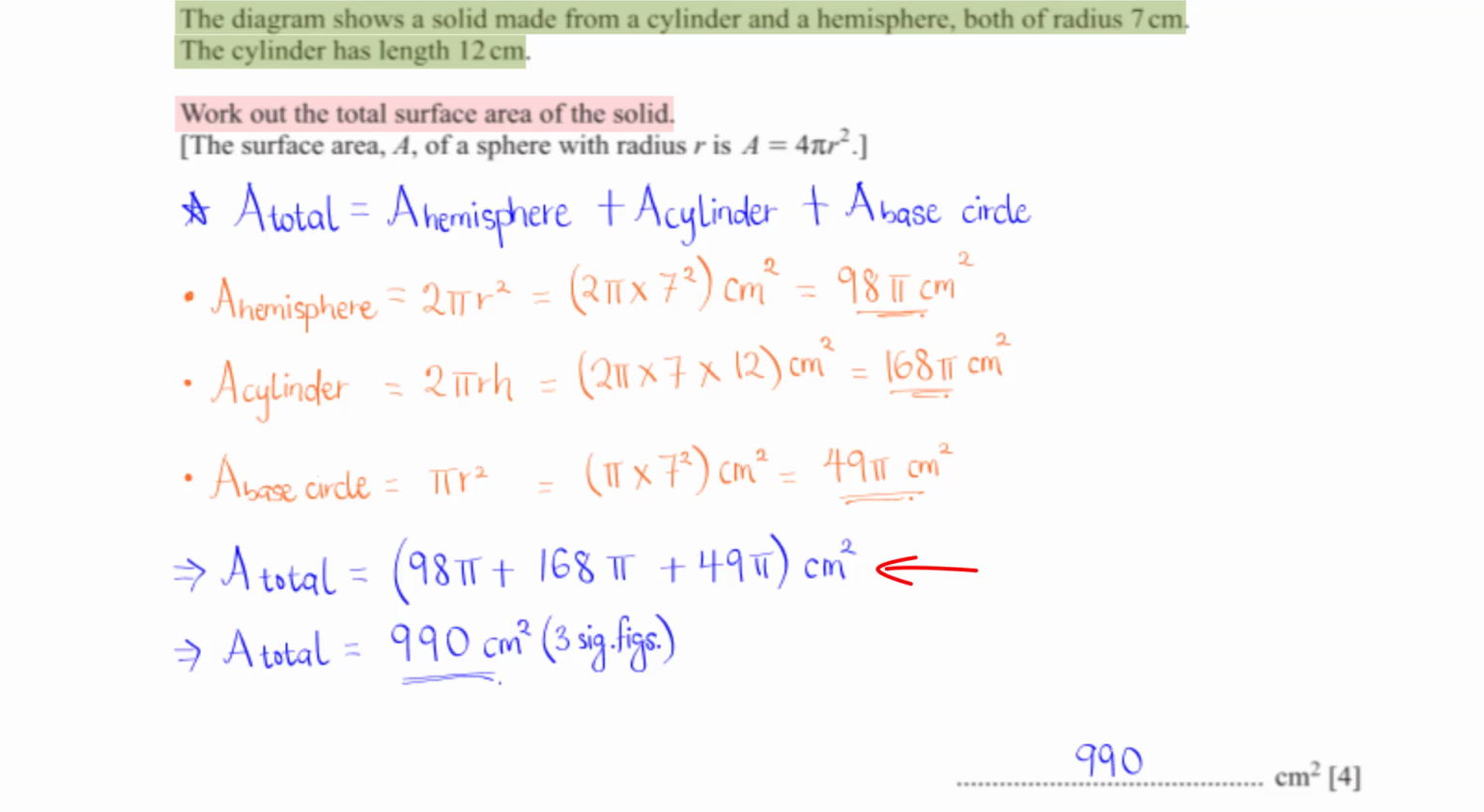When we type this into the calculator, we get 990 centimeters squared, correct to 3 significant figures.